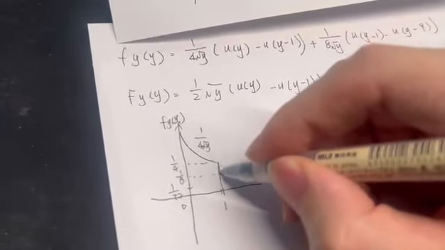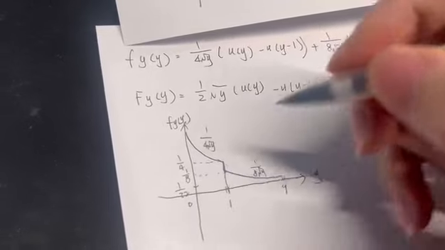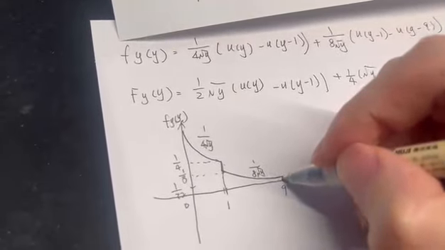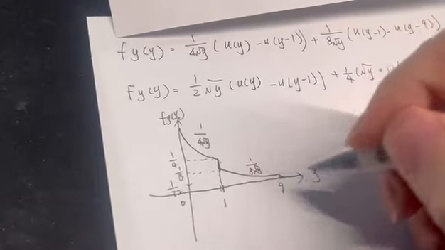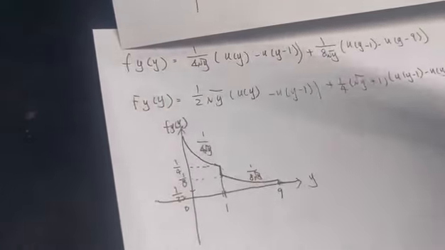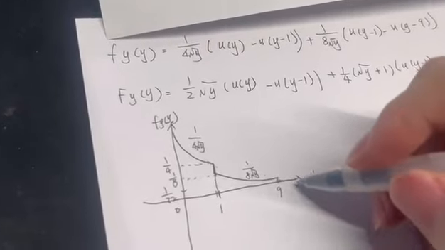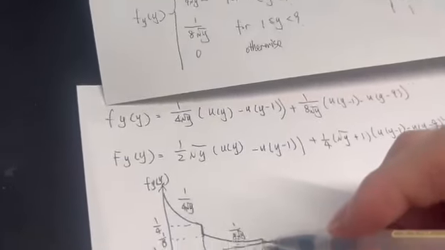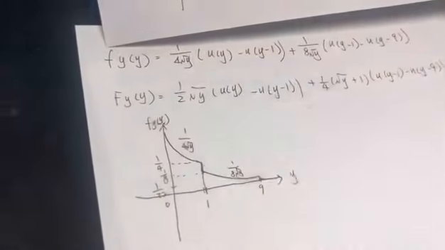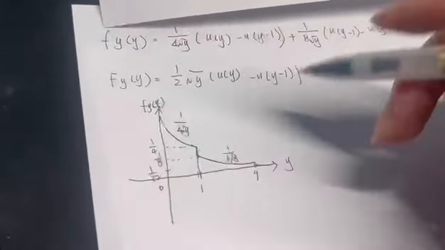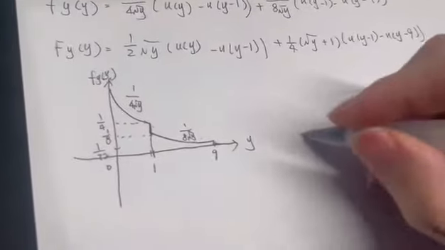So I just connected these two lines, and it's all 0 otherwise. So this part and this part are all 0. The density function basically looks like this.